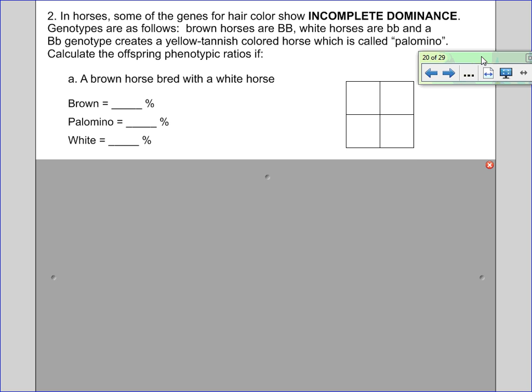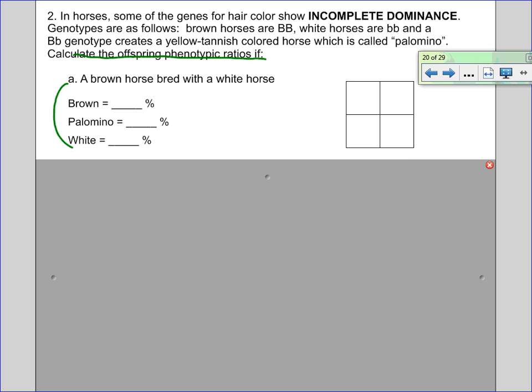Now, one thing to clarify, when it says calculate the offspring phenotype ratios, essentially you're looking for the percentage you receive for each phenotype. Remember, the unique thing about incomplete dominance and codominance is that it's actually more than two phenotypes. In the past, we've usually worked out genetic problems that have two phenotypes. So you're either brown-eyed or you're blue-eyed, brown hair or you're blonde, or you're dimpled or you're not dimpled. In this case, with incomplete dominance and codominance, we're usually looking at more than two.